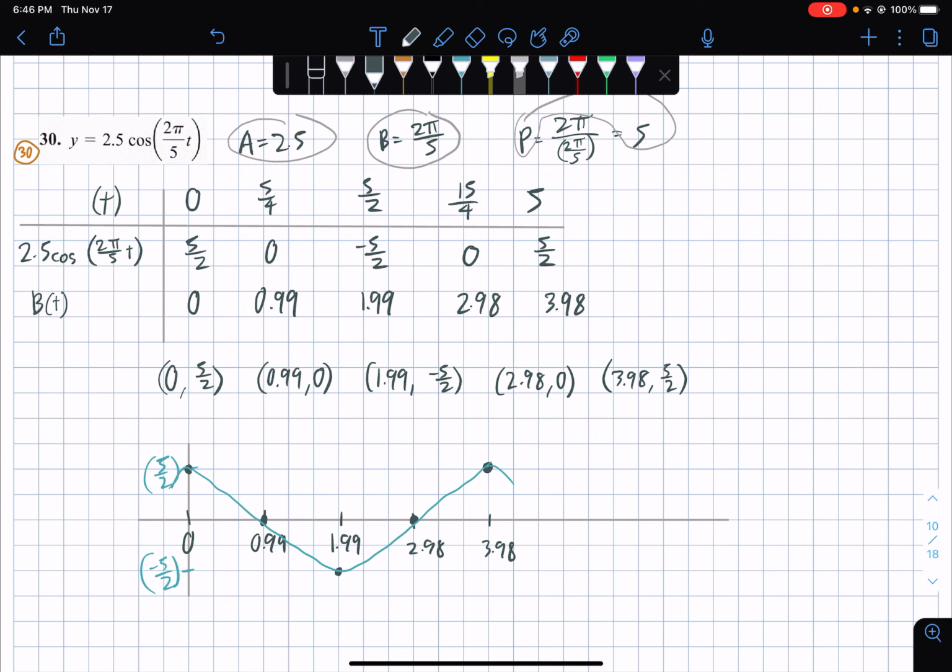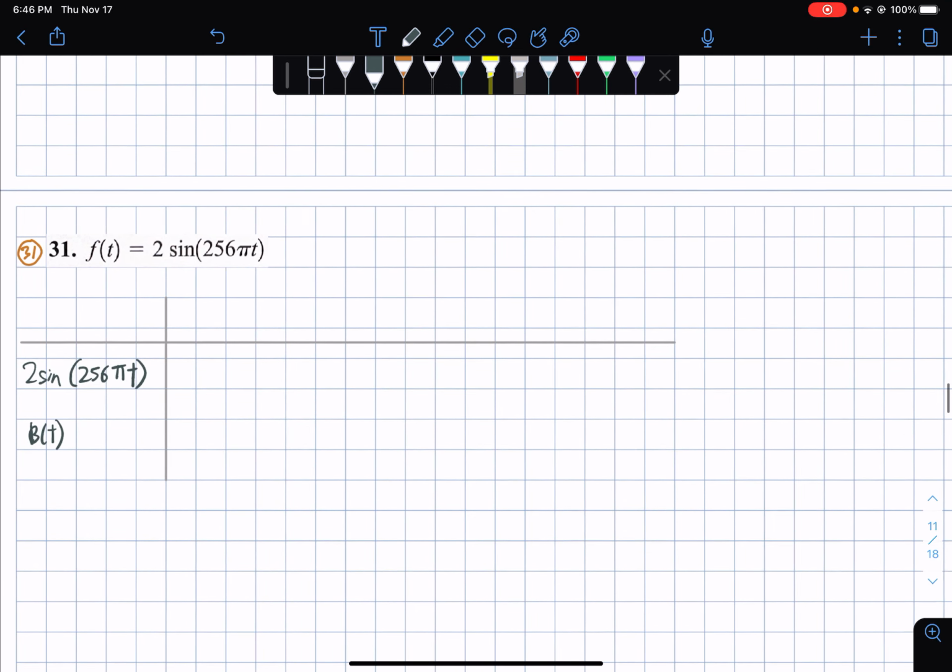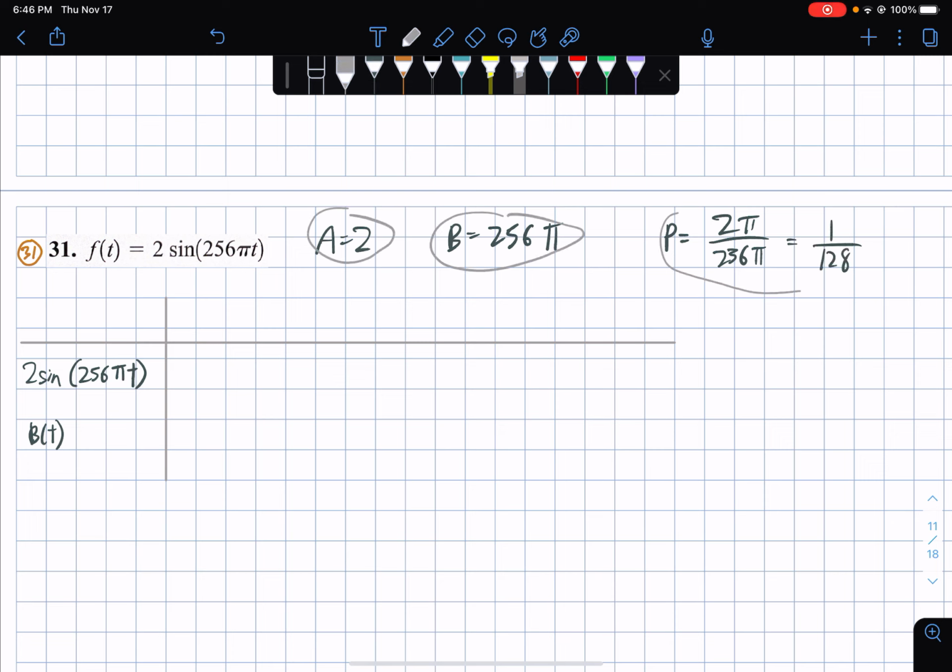Okay, that's number 30. Let's move to 31. So the amplitude is 2. The b variable is 256 pi. The period is 2 pi over 256 pi, which is basically 1 over 128. So for the t variables, we have from 0 to 128.